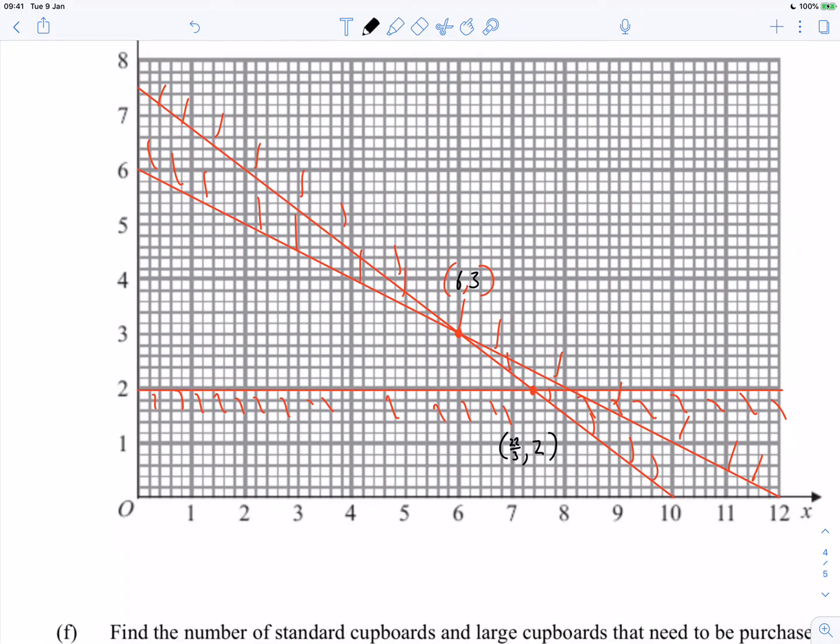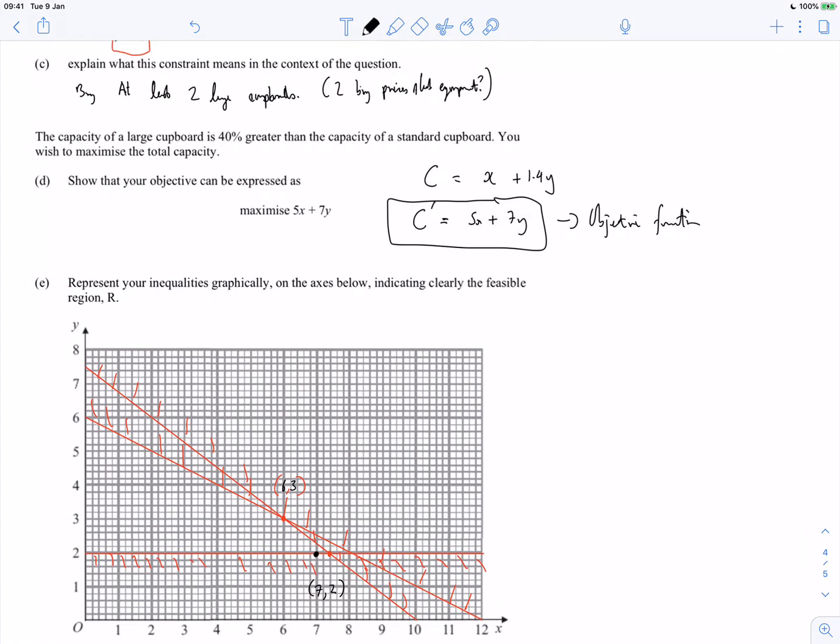So really, the next nearest integer is this one here, which is 7,2, just in case we need to maximize things. Okay.